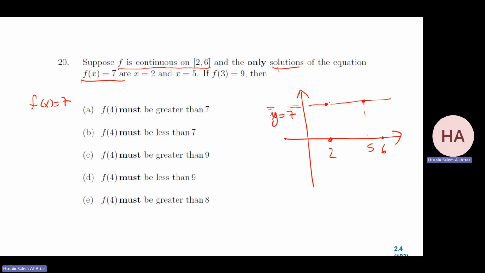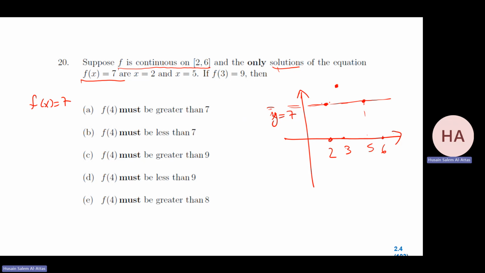This line will be crossed only there. If f of 3 is 9, somewhere here, then it means the function will be, this is a point, this is a point, this is a point, and I don't know about the rest. But the function is continuous.